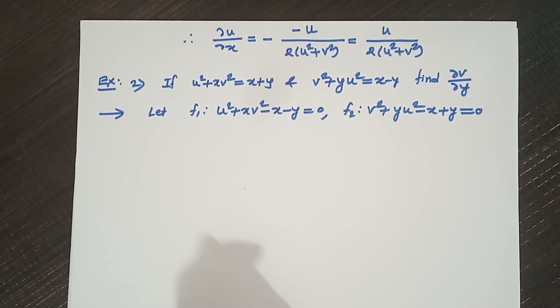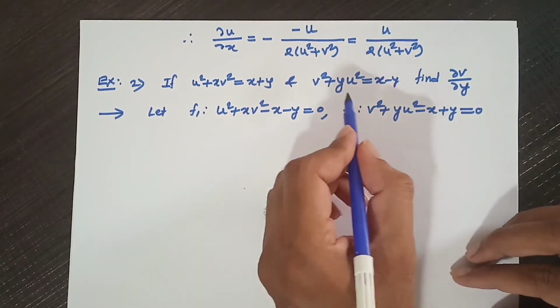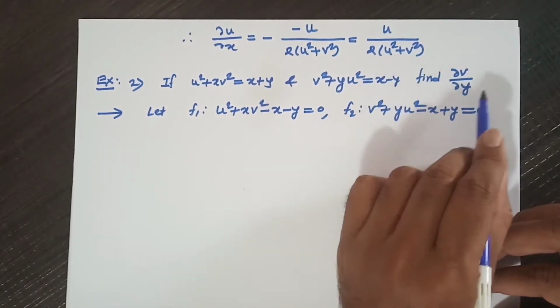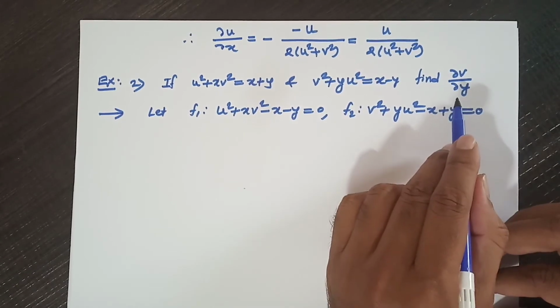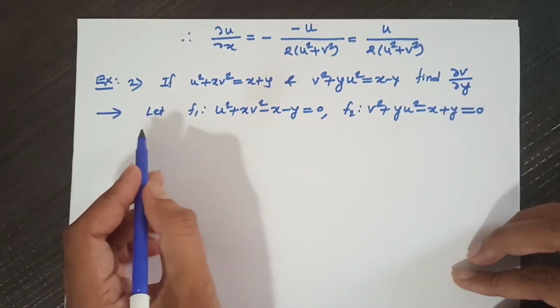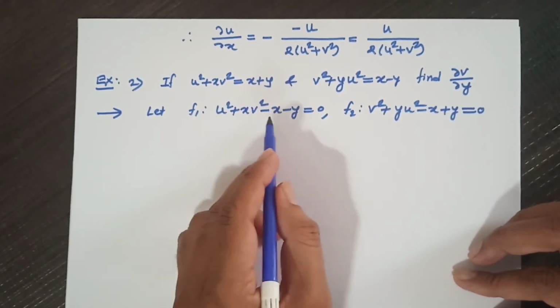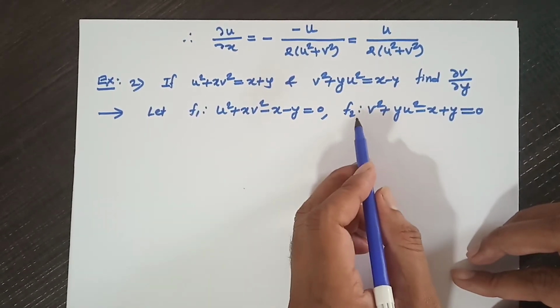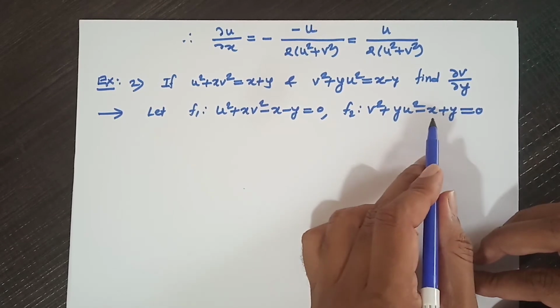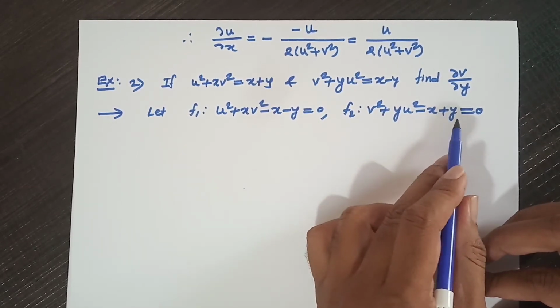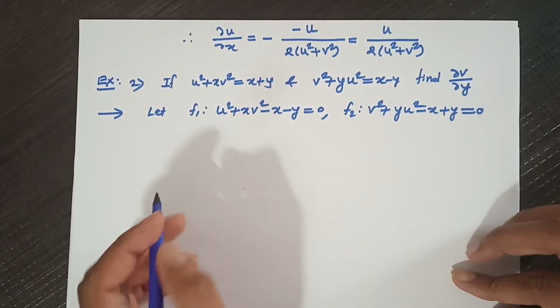Okay, next example. If u square plus xv square equal to x plus y, and v square plus y square u equal to x minus y, then find the partial derivative of v with respect to y. Now the implicit functions are here. f1 is u square plus xv square minus x minus y equal to 0, and f2 equal to v square plus y square u minus x plus y is equal to 0.